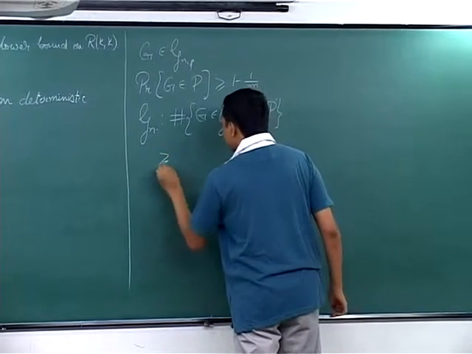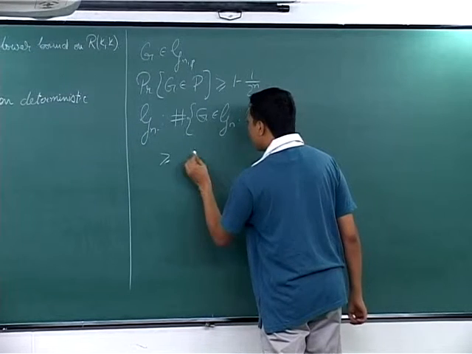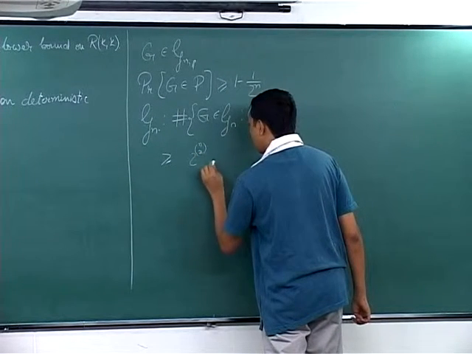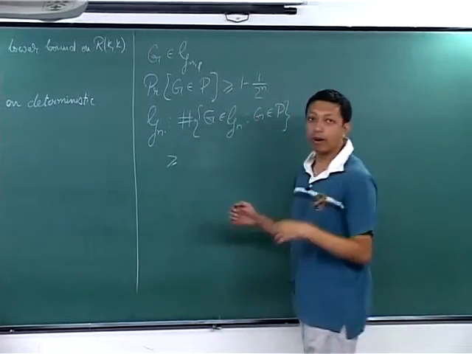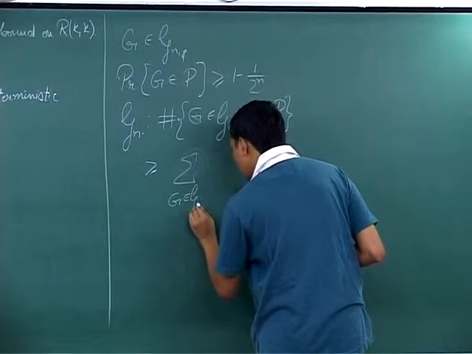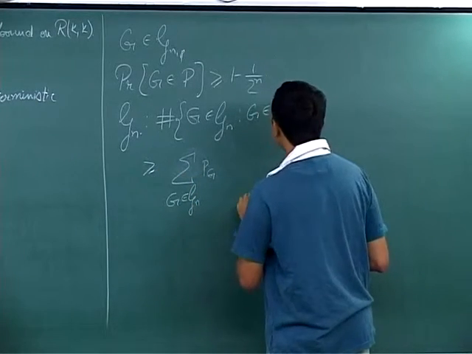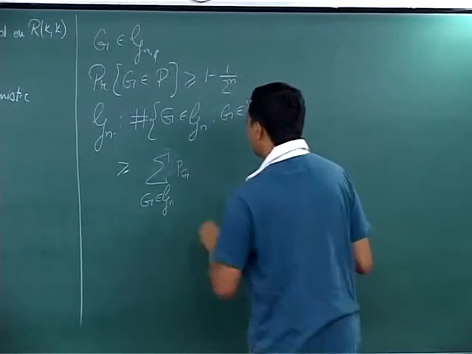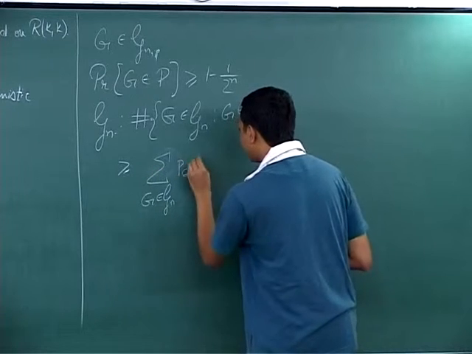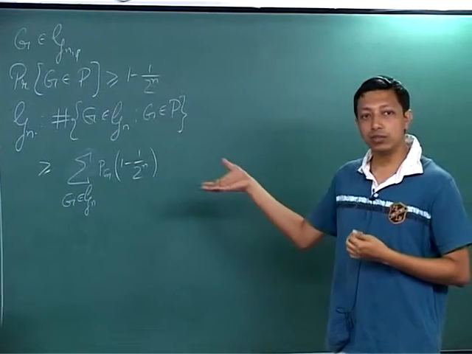So what you will get is this is at least, say every graph appears with some probability, let's call it small p, okay, then it is simply, or let's say every graph appears with the probability pg, okay, then it's simply the summation over all graphs of the probability pg, right. You see where this is going.